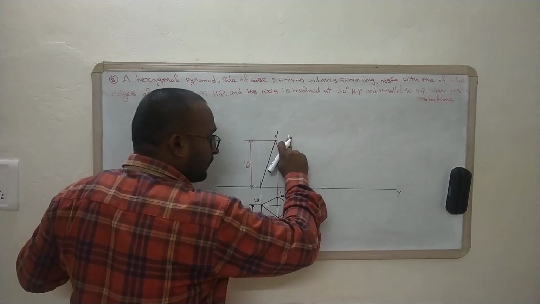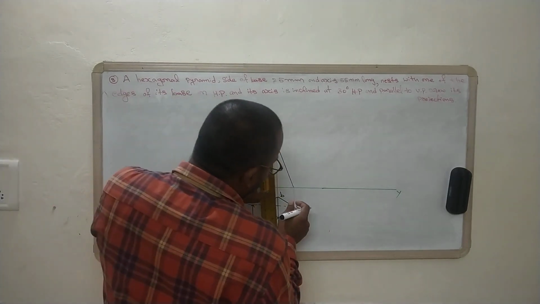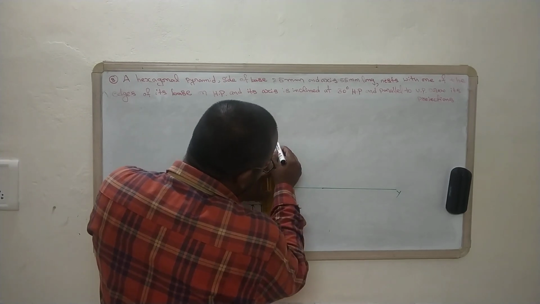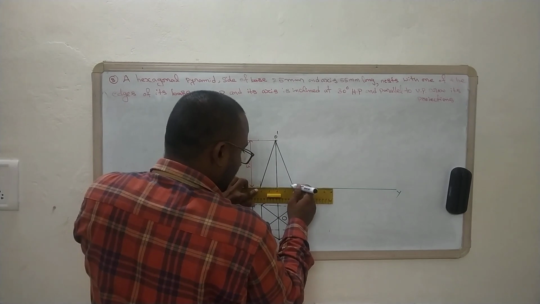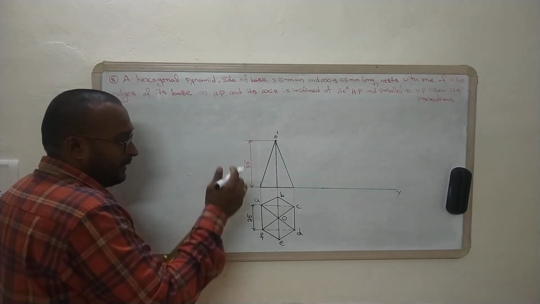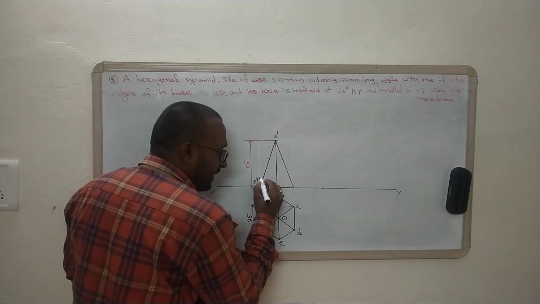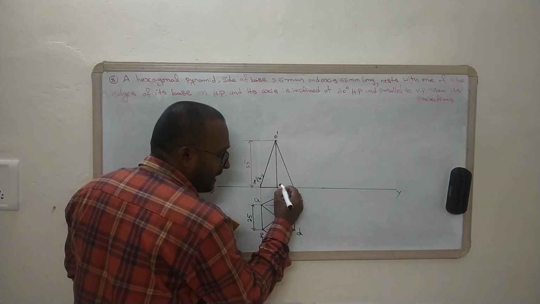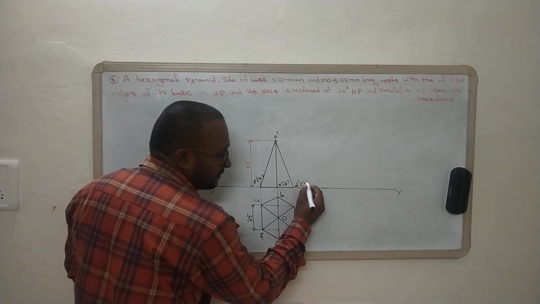So the pyramid's front view will be a triangular shape. If it is a prism, that will be a rectangular shape. Right, O dash, and then F dash of A dash, E dash of B dash, D dash of C dash.